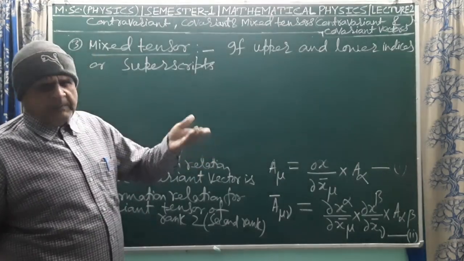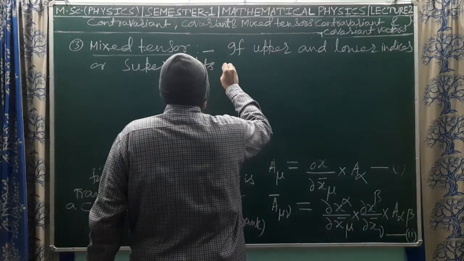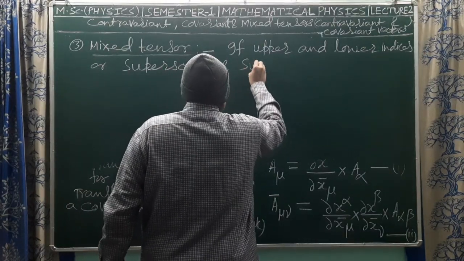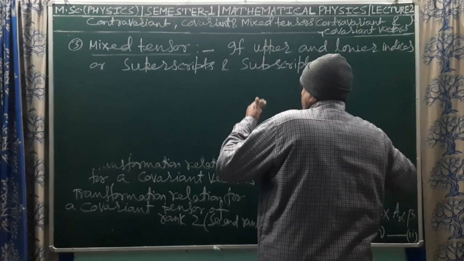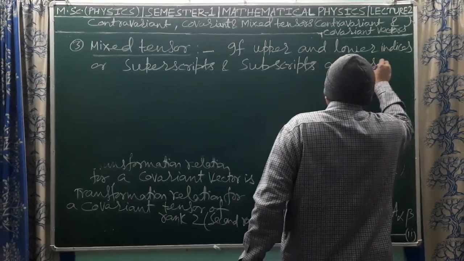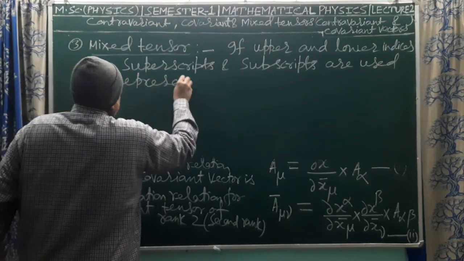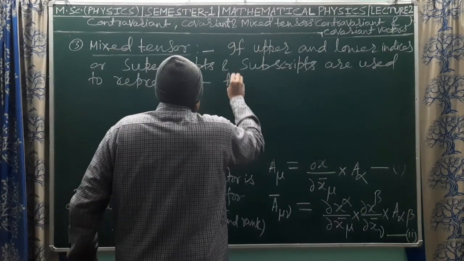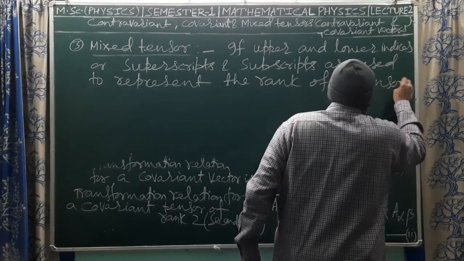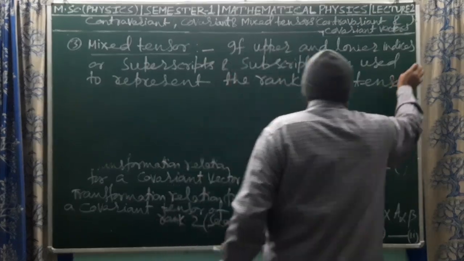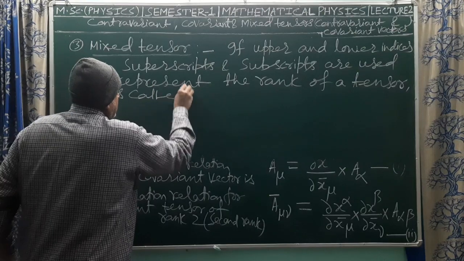Either superscript or superscripts for more than one index. Superscripts and subscripts, or oblique subscripts, are used to represent the rank of a tensor. It is called a mixed tensor.